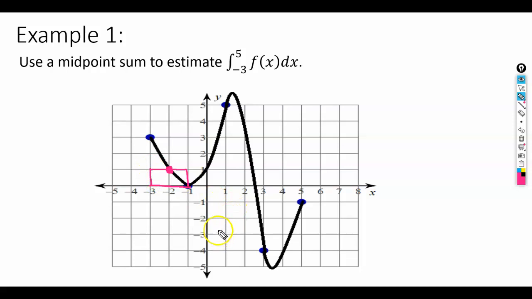So what about the next rectangle? Now we're going from -1 to +1. We're going from x equals -1 to x equals 1. What's the midpoint between -1 and 1? Well, it's 0. So now that we know that, we're going to go up and put a dot there. That's my midpoint. And once again, we're going to draw a horizontal line and create a rectangle.